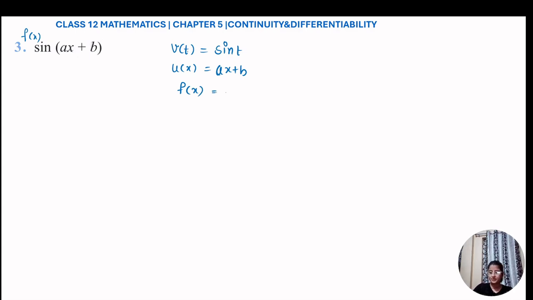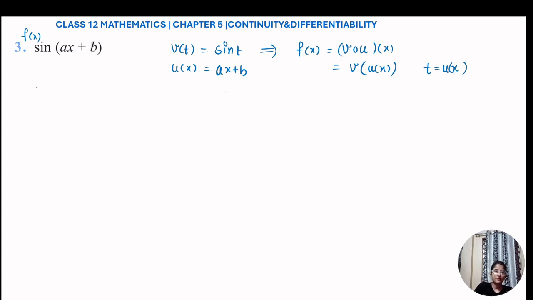I will write my f because it becomes too complicated when I write all the things together. So as you can see, your f of x is nothing but v composition u of x, so v of u of x. As you can see, your t is nothing but your u of x. Now what we have to find? We have to find the differentiation of the function f with respect to x.